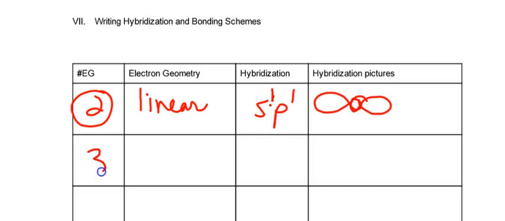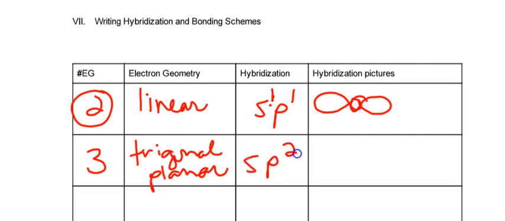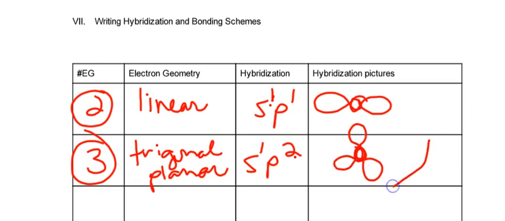So if I have 3 electron groups, the electron geometry is trigonal planar. And the hybridization we had was sp2. Now again, if I don't put a superscript up there, isn't it a 1? Yes, it is. So what's 1 plus 2? I believe it is 3. So the hybridization picture, I'm really bad at this. All right, something like that. So if you look at it, it is trigonal planar.